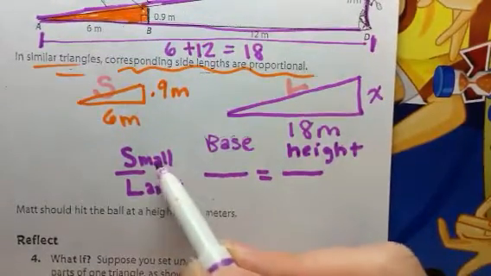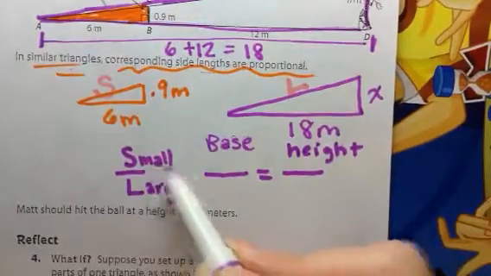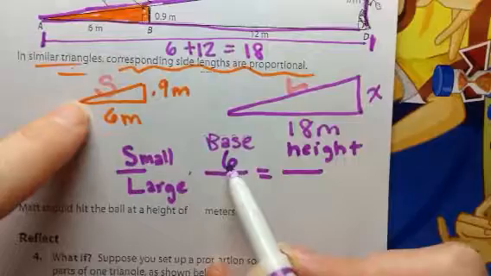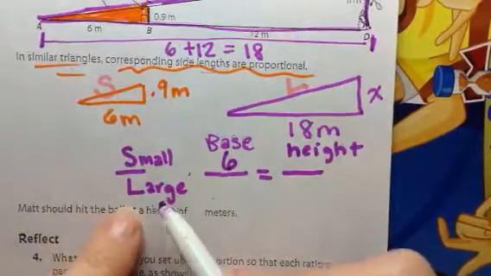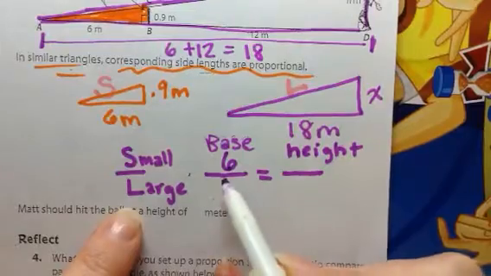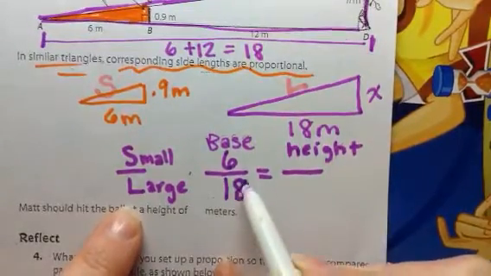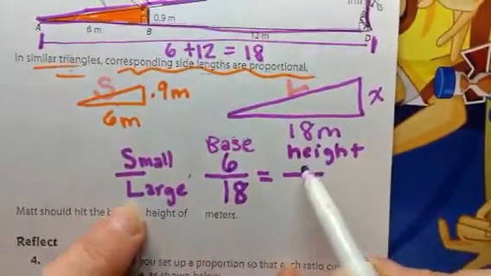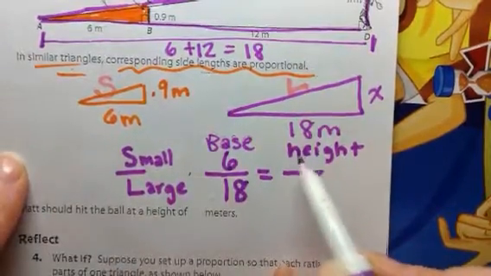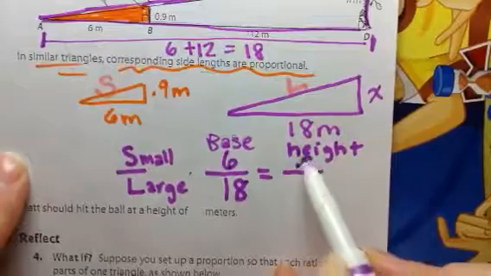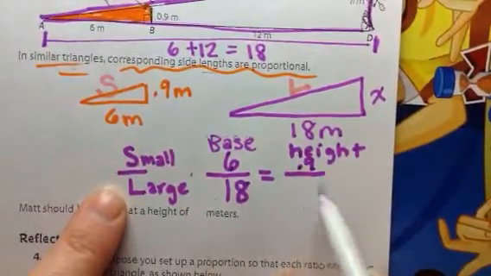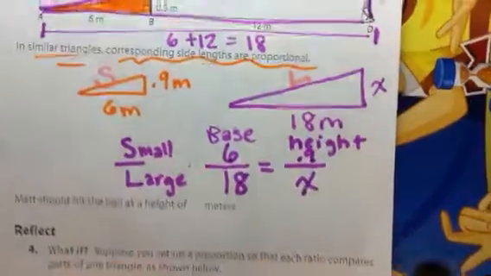I want to get the small base. So small means small triangle, had a base of 6. The large base is what goes right here, and that was 18. So move to the other side. I'm at the top, so I check that word label. Small height was 9/10 of a meter. The large height is the one that I don't know.